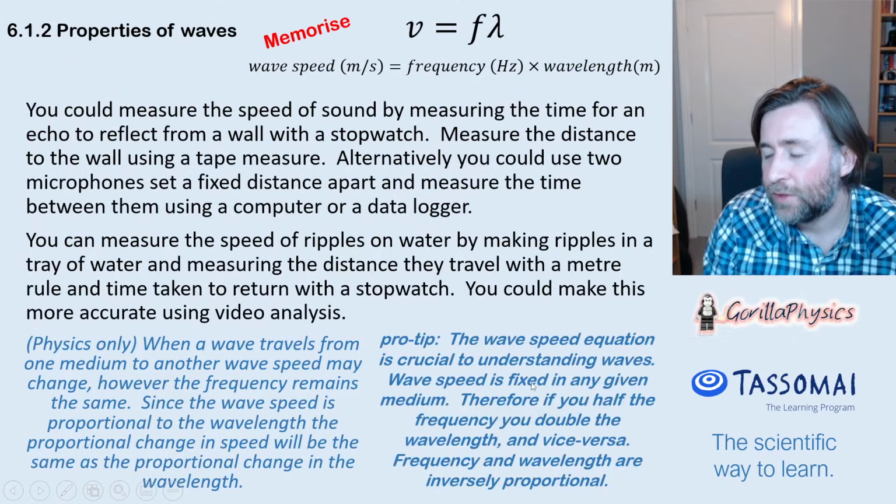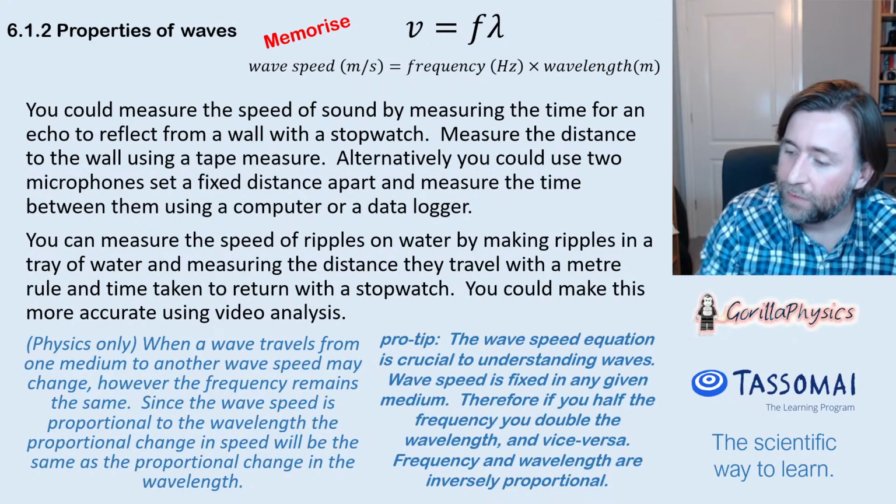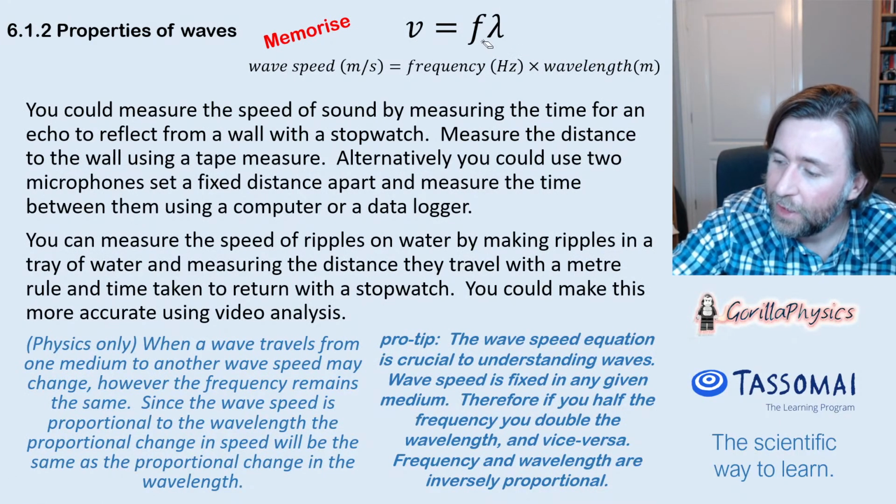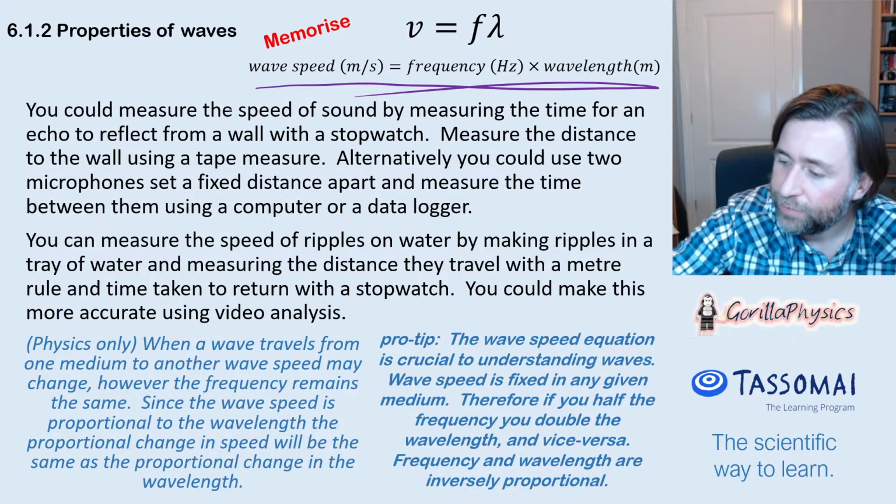Now, other properties of waves. The most important equation about waves is the wave speed equation. Wave speed is frequency times wavelength.